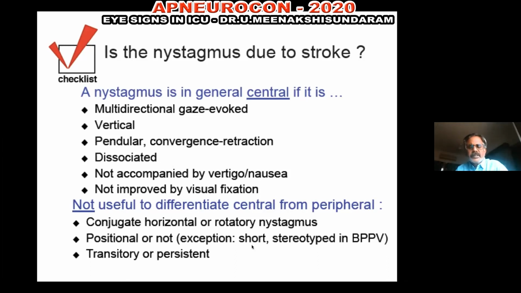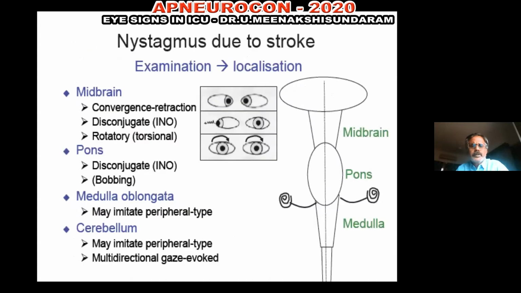The others that really do not help: positional nystagmus can be peripheral or central, unless it's short and stereotyped as in BPPV. A conjugate horizontal or rotatory nystagmus does not really help. Whether it's transitory or persistent doesn't really help you. It can occur with vestibular neuritis, and it can occur with a posterior circulation stroke.